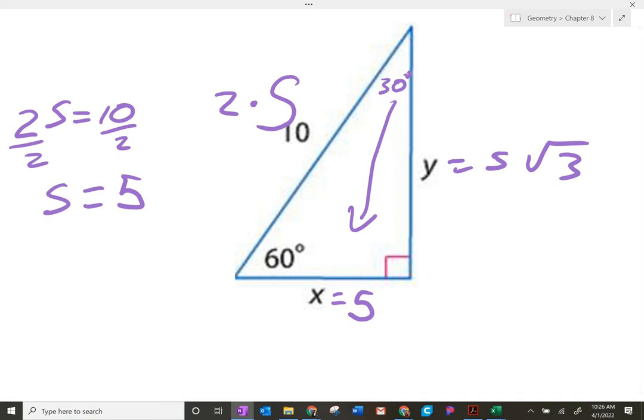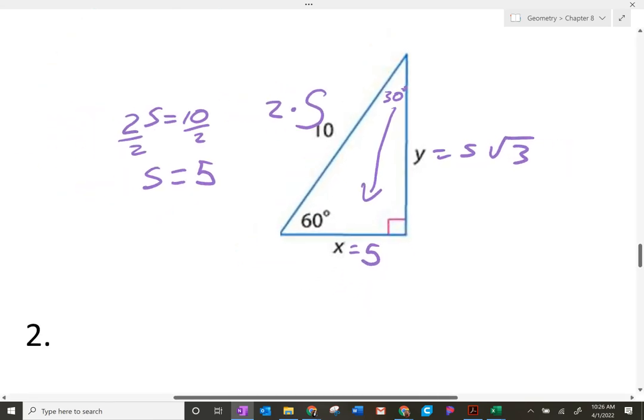Okay? Did that make sense on where those numbers came from? Again, I tried to solve for the S, and as soon as I did that, that number goes into it. I can double check. This is 5. This is 2 times 5. This is 5 times radical 3. All right, I'm going to go over to the trickier one.